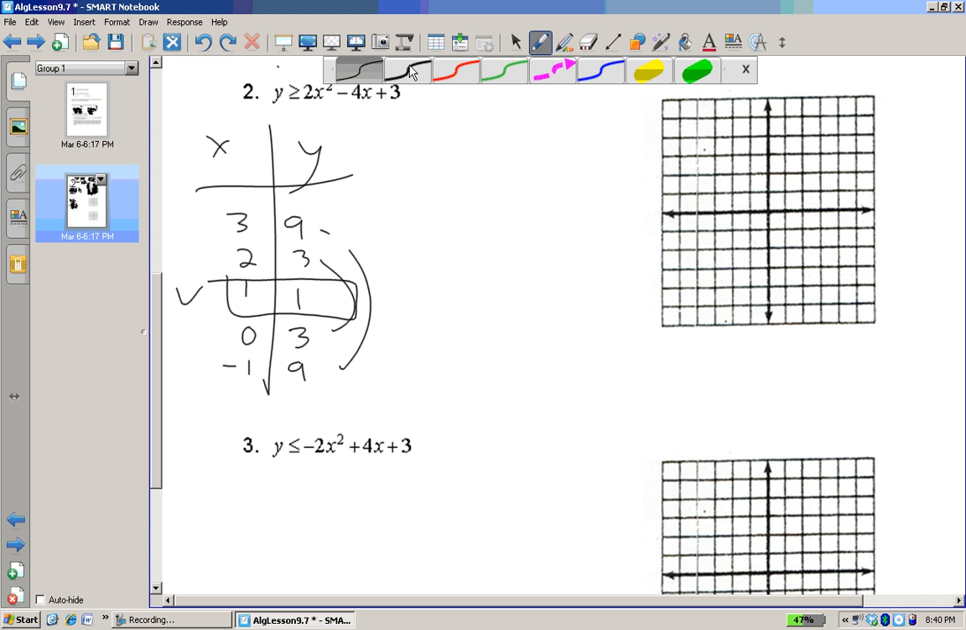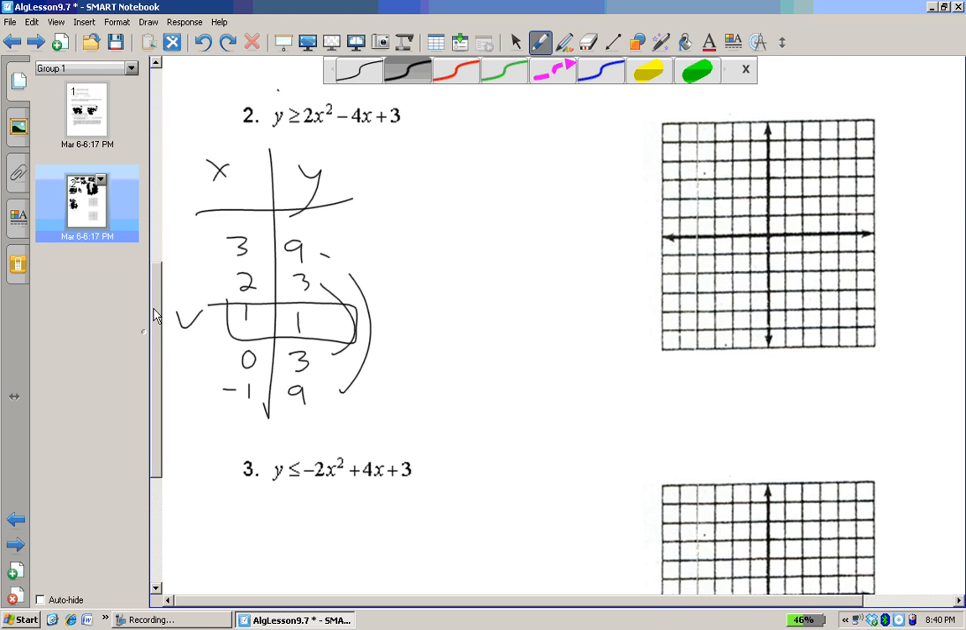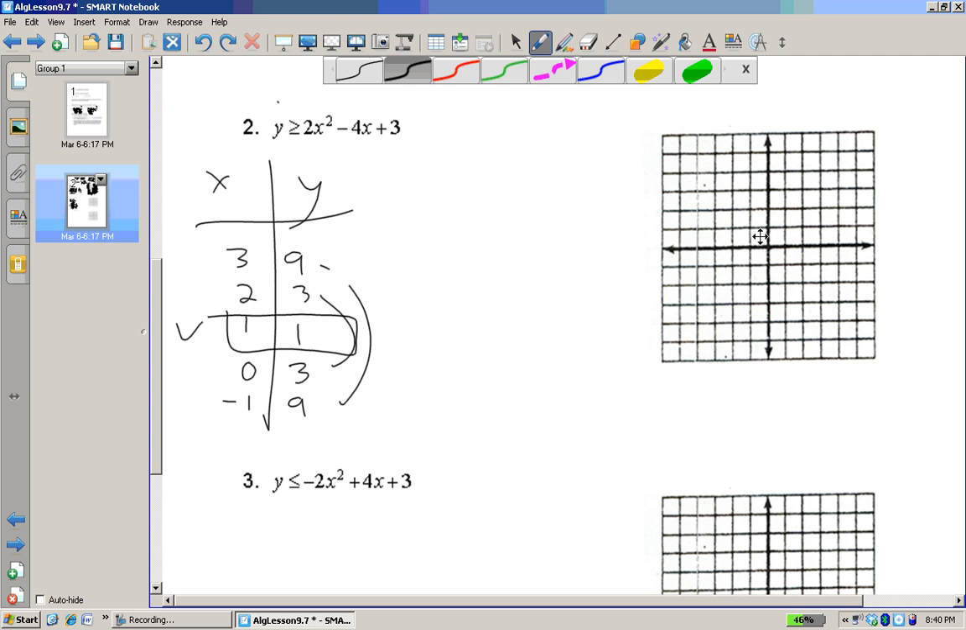Now we need to graph those points. Negative 1, 9. That's going to be interesting. Zero, 3. 1, 1. 2, 3. 3, 9.